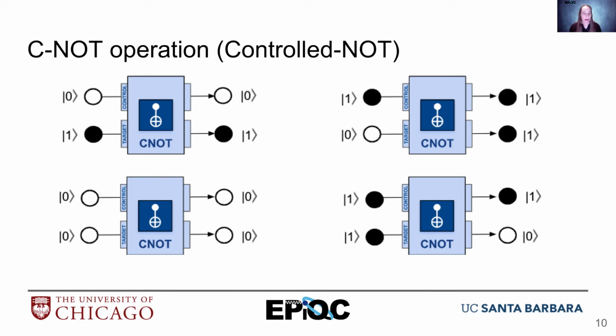So we can see here that for the two left-handed operations, the control ball was white. And so the inputs and the outputs are the same. For the second operation, the right-hand column, we can see that the control ball was black. So that means the output applied a NOT. We applied a NOT to the target. And so the output of the target is opposite of the input.